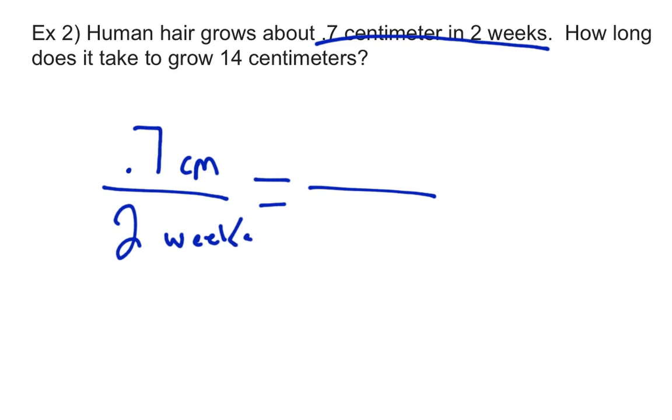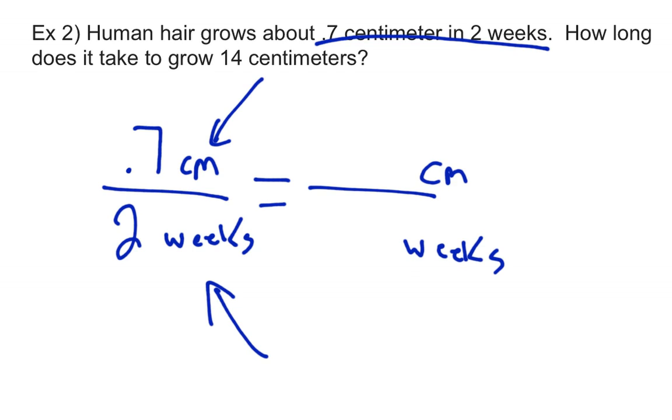Now, one thing I know about setting up proportions is that if centimeters is on top here, centimeters is going to go on top over here. If weeks is on bottom in this one, then weeks is going to go on bottom over here. Okay, makes it a nice, easy setup. Now, I have two open spaces. For my second ratio, I need to know one more number before I can solve for the fourth missing one.